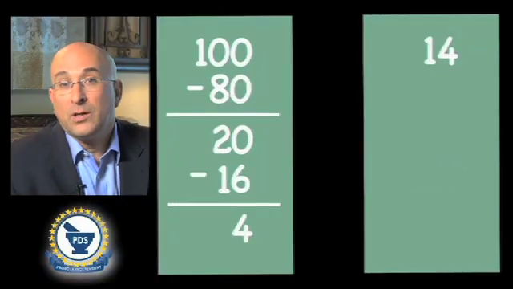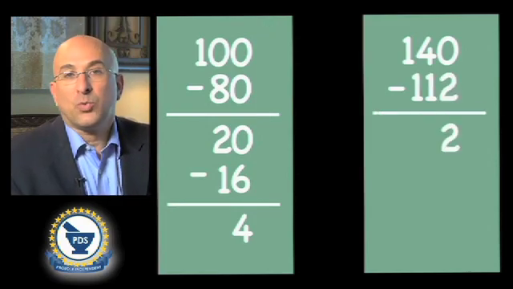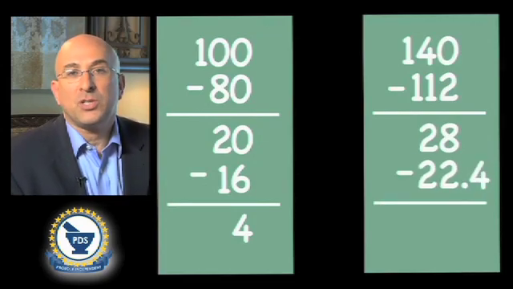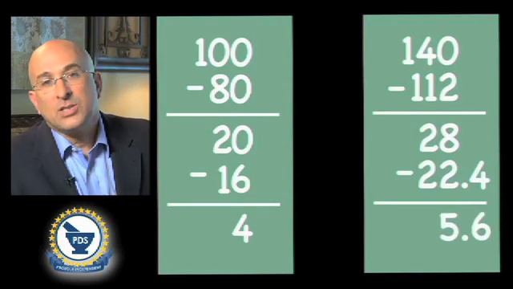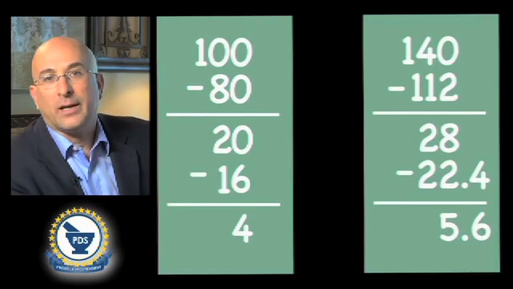Now, to the right, we have 140 minus 112 equals 28. Under the 28, let's put 22.4. So we got 28 minus 22.4 equals 5.6. All right, so you've got these two formulas right next to each other. Do you recognize what they are yet?